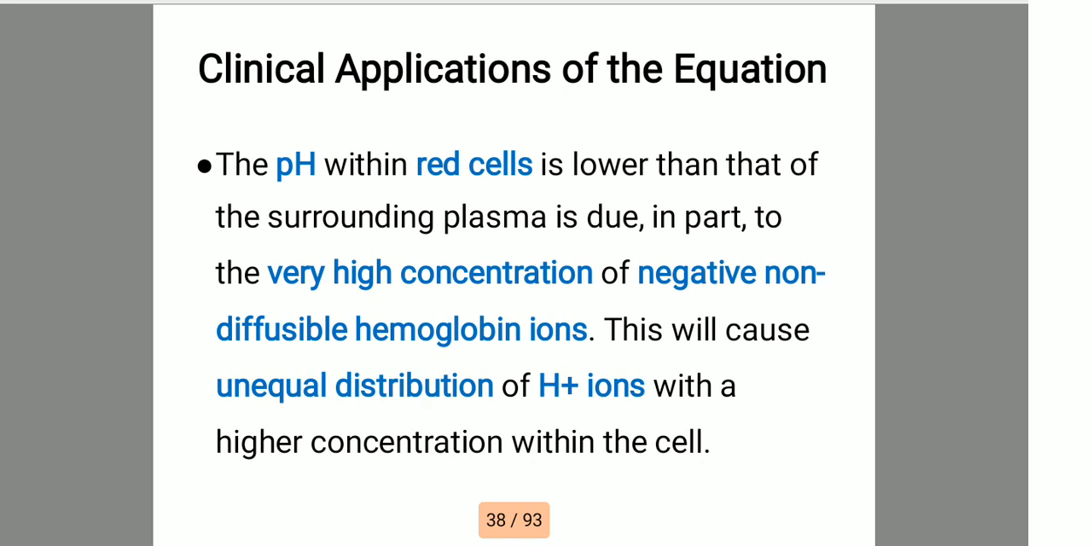3. The pH within the red cells is lower than that of the surrounding plasma. This is due, in part, to the very high concentration of negative non-diffusible hemoglobin ions. This will cause the unequal distribution of H plus ions with a higher concentration in the cell. The chloride shift in erythrocytes as well as the higher concentration of chloride in CSF are also due to Donnan's effect.